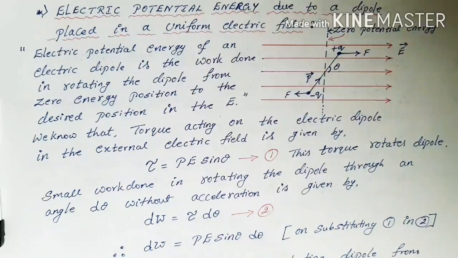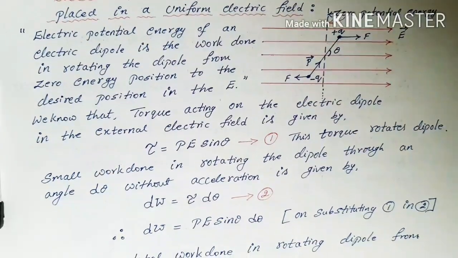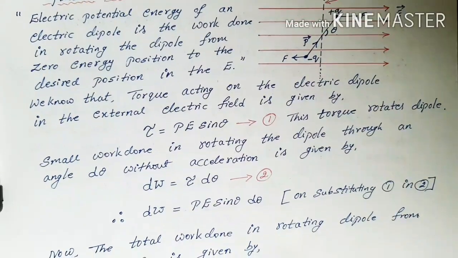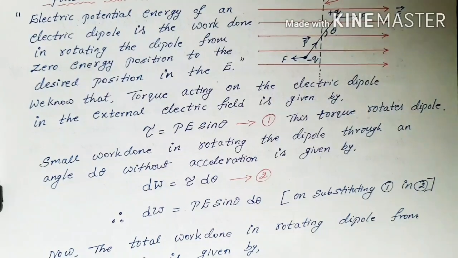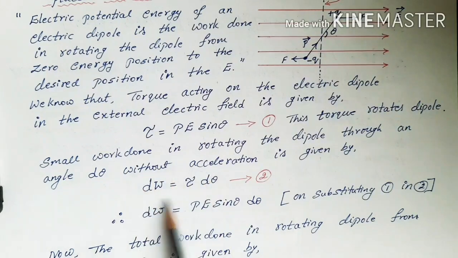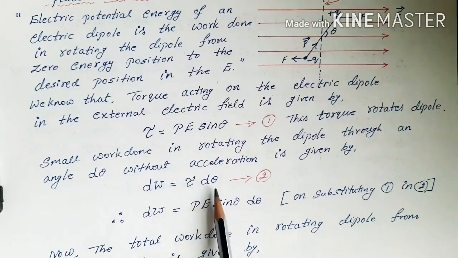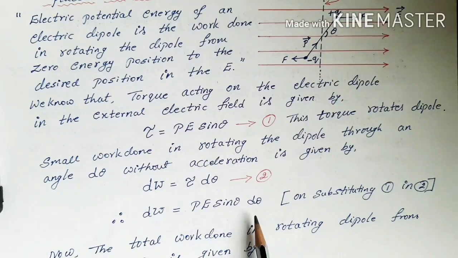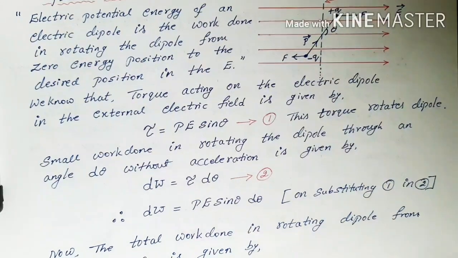Right? The small work done in rotating the dipole through an angle d theta without acceleration is dW is equal to tau d theta, because from the formula W is equal to F into S, and here torque is a rotating effect, hence we are using tau. For the rotating effect the displacement will be d theta, we call it an angular displacement. Right? So W is equal to force into displacement. To that concept we can write dW is equal to tau into d theta, and we know the tau value here, substitute that: P sin theta d theta. Okay, so this is the small work done.